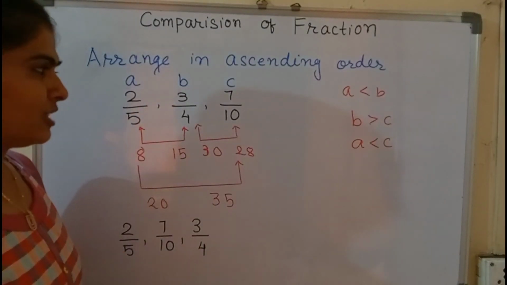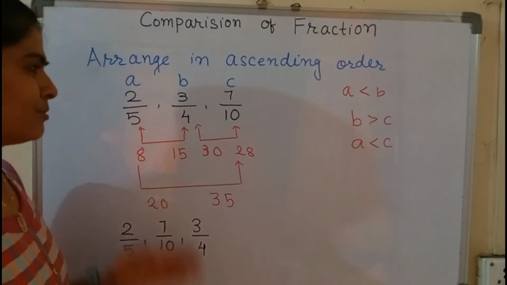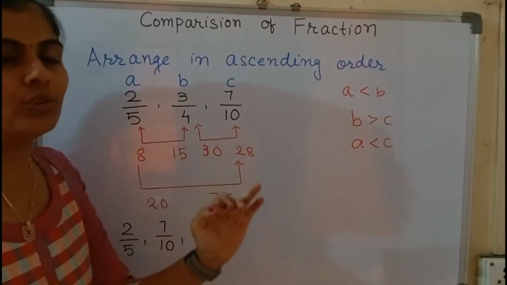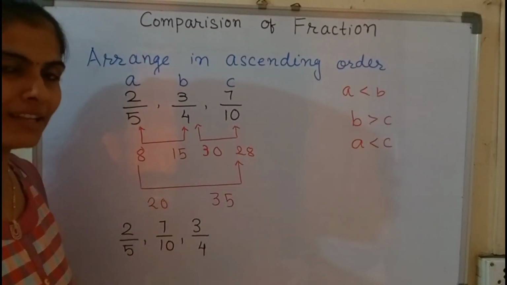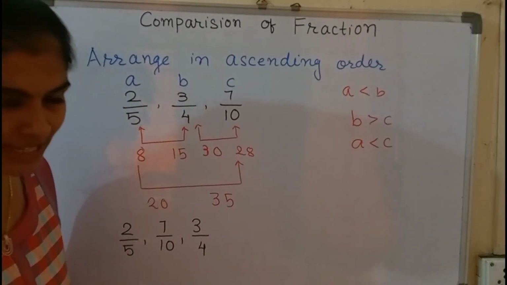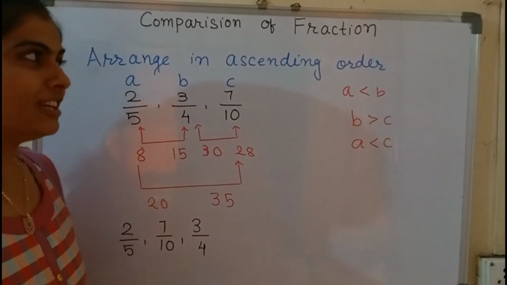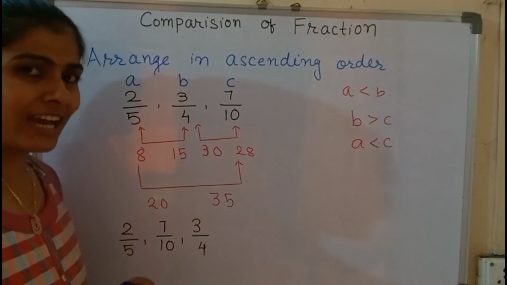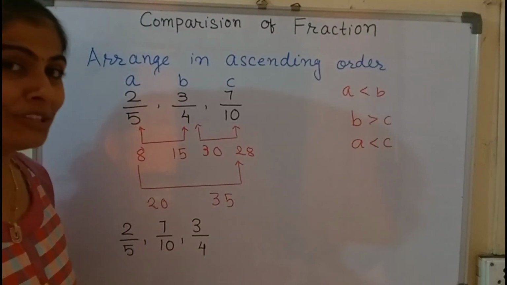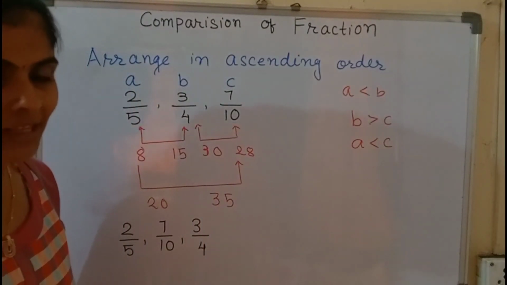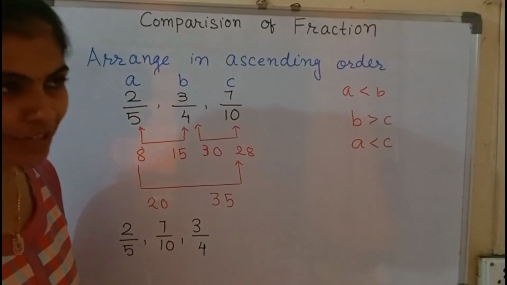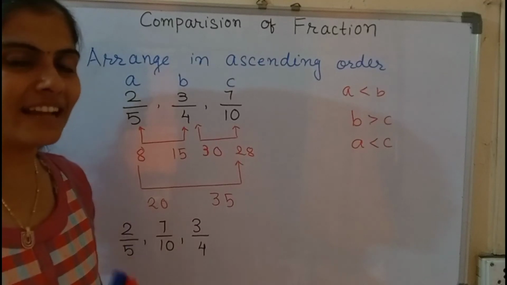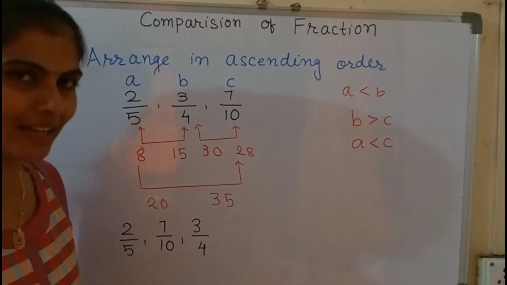In the conventional method, what do we do? We take the LCM of 5, 4 and 10 and then do the further procedure. Here we do not need to do it. We just need to cross multiply the numbers and we can get our answer very easily. Friends, even if the fractions are like fractions, or the denominators are the same or numerators are the same, you can also follow this cross multiplication method for comparison of fractions, which would be easier and faster as compared to taking the LCM.